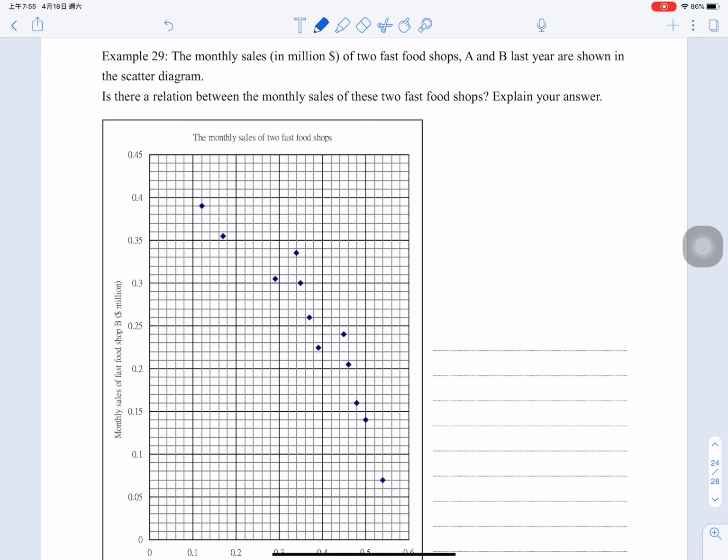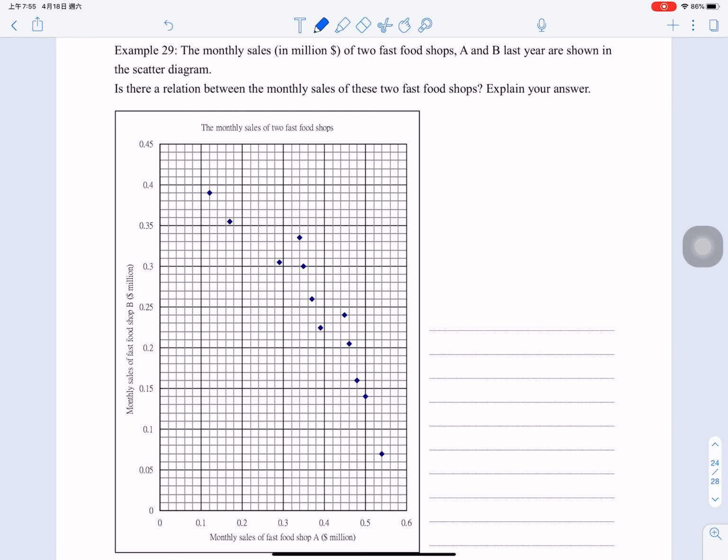Example 29. Here, this graph, let's have a look. The monthly sales of two fast food shops, A and B, last year are shown in the scatter diagram. The question says, is there any relation between the monthly sales of these two fast food shops? Explain your answer. Before we answer this question, let's see the points. For example, here we have a point P. What does point P mean? Do you know? Okay, let's study this diagram.